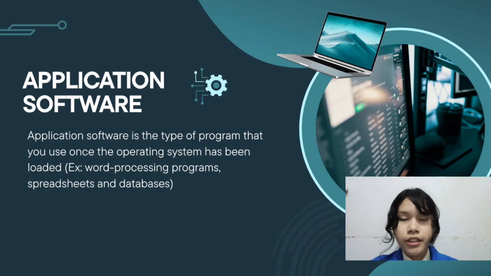Alright, now we're going to the second one, application software. So, what is application software? Application software is the type of program that you use once the operating system has been loaded. For example, word processing programs, spreadsheets, and database.